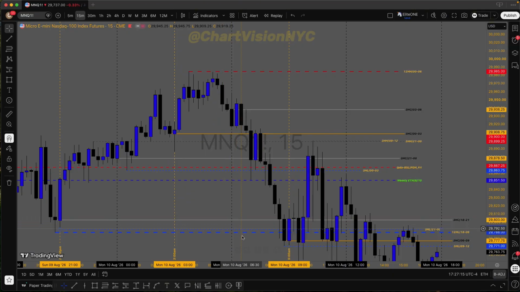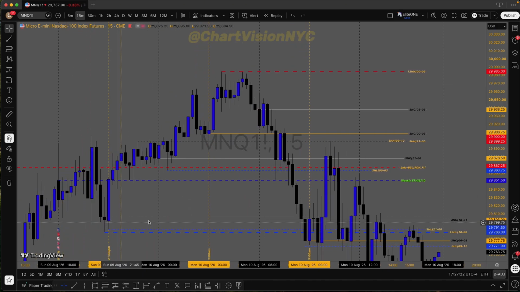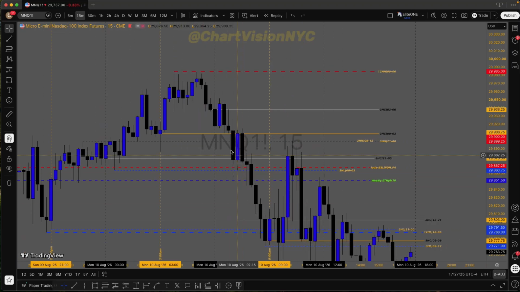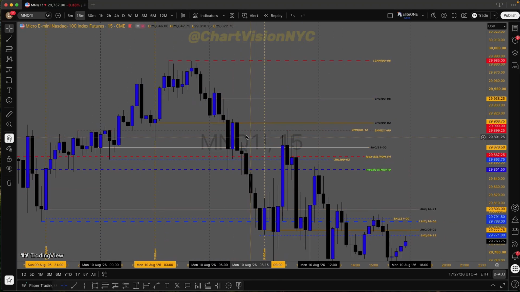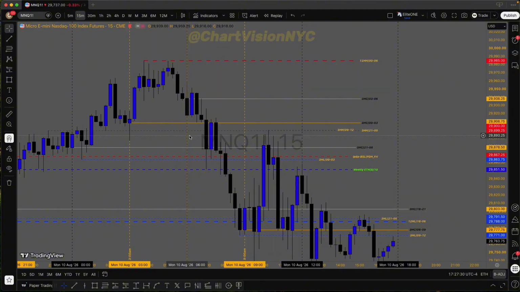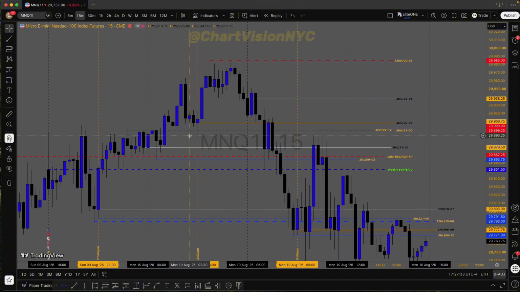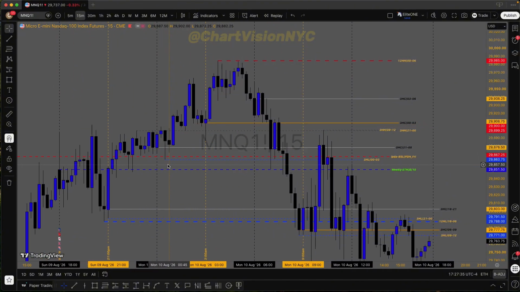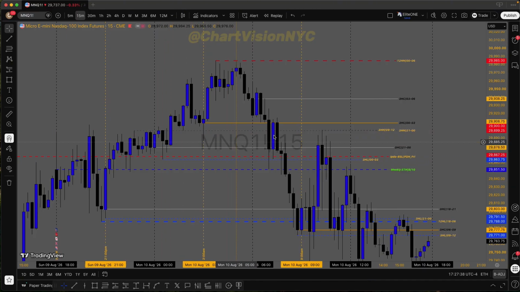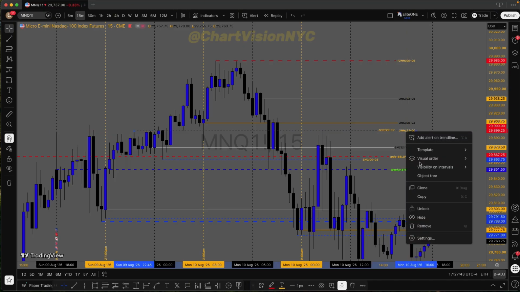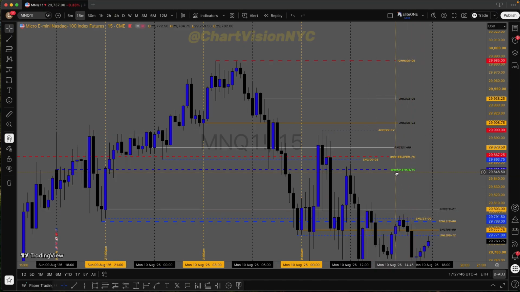Give me 1 second, guys. Okay, it's there. It's there. Okay, so let's talk about this now, right? So we're looking at these particular draw on liquidities, right? And I'm gonna hide this one for right now. Oh shit, the wrong one. That's the wrong one. We meant to hide that one.